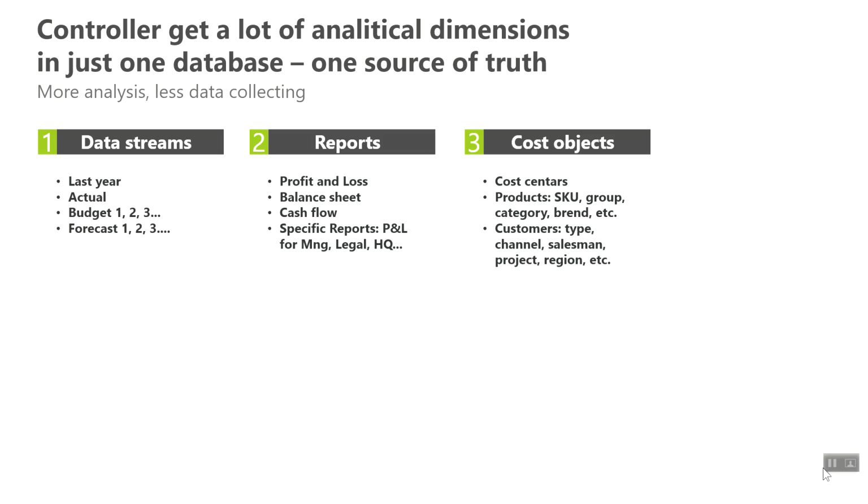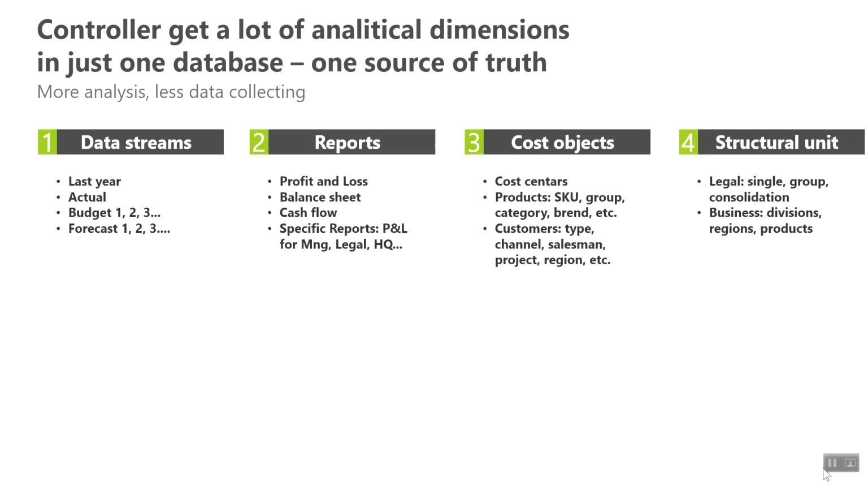You can have as many cost objects or cost centers as you want, and you can group them by their categories such as products, customers, and so on. You can have various structural units or legal entities within one database. And if you're a group that has many companies, you can do the consolidated reports within a single database. As well as that, within one single company, you can have various divisions or various cost centers within that company.